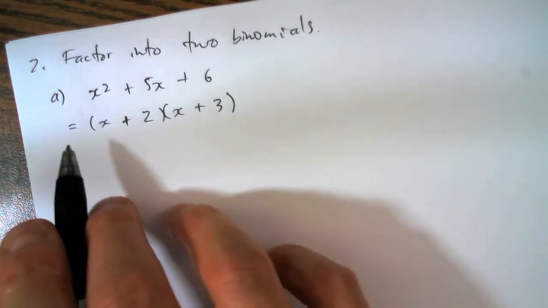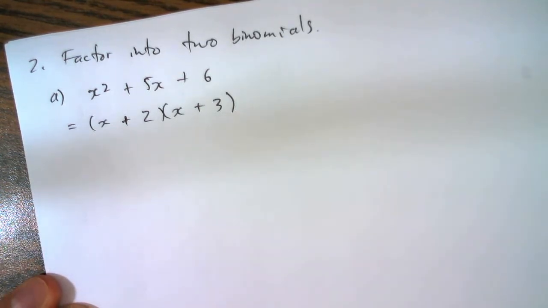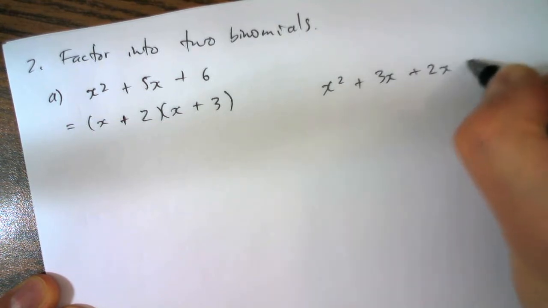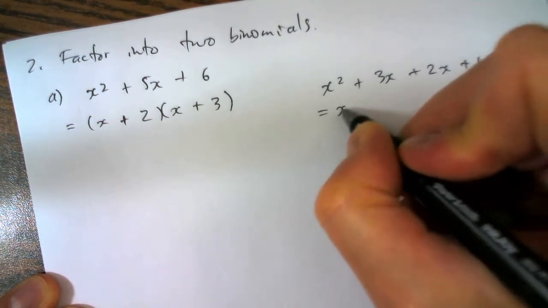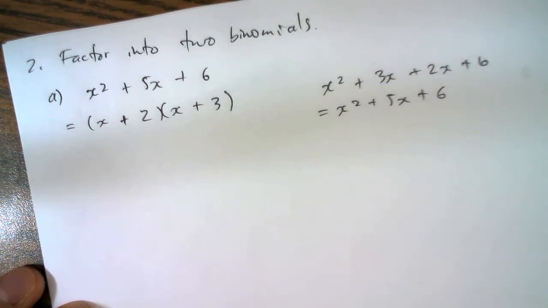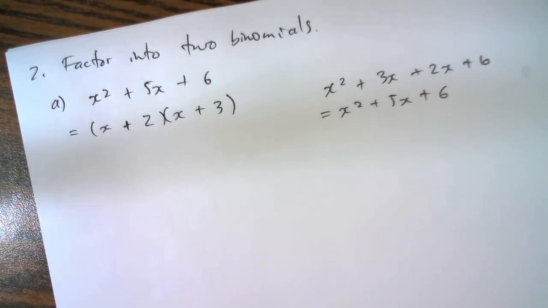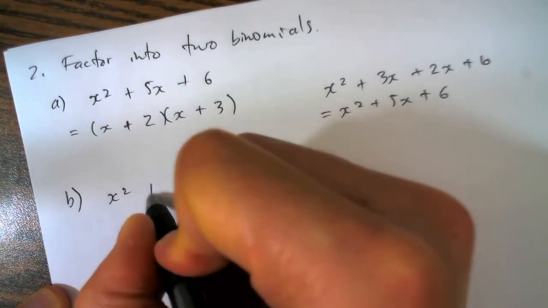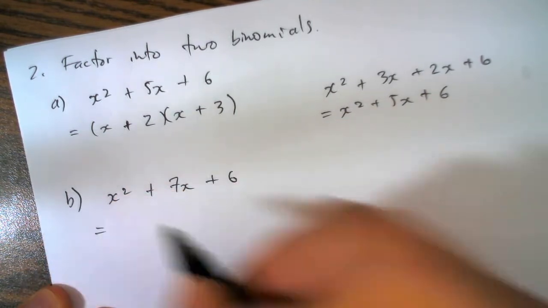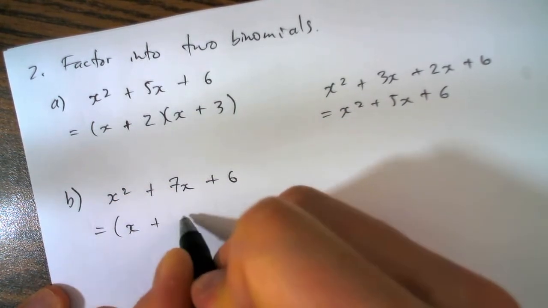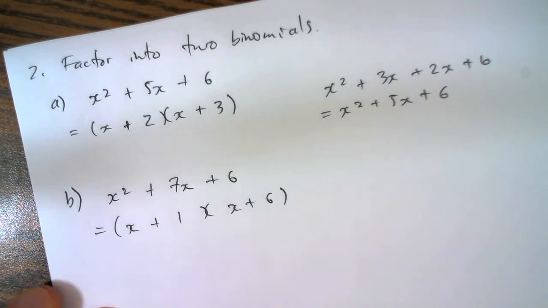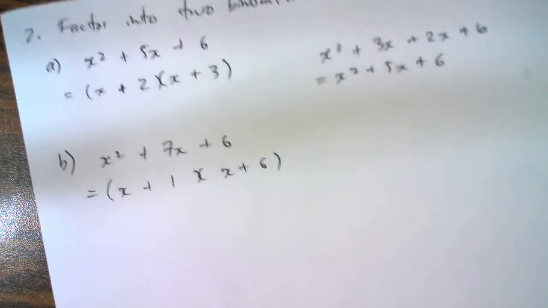And if we expand this on the side as a check, we can check our answer to see if it is in fact correct. X squared plus 3x plus 2x plus 6 gives us x squared plus 5x plus 6, which is what we started with, and so we know we factored it correctly. So two numbers multiply to 6, add to 7. You can do the check on the side if you're feeling a little bit unsure.